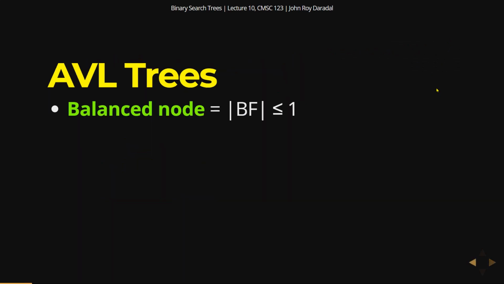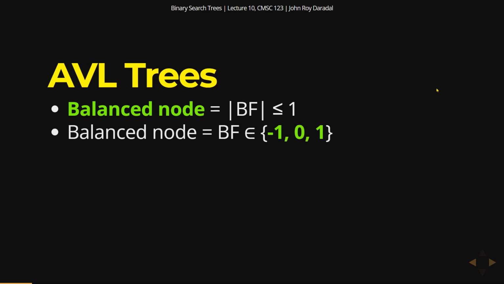So for AVL trees, we say that a node is balanced if the balance factor is in one of these three values. If it's -1, 0, or 1. So the absolute value of the balance factor should be less than or equal to 1. Okay, so it could be left heavy but only has a balance factor of 1. It could be right heavy but also a balance factor of 1, or it could be equal. So nodes that have this balance factor are called balanced nodes.